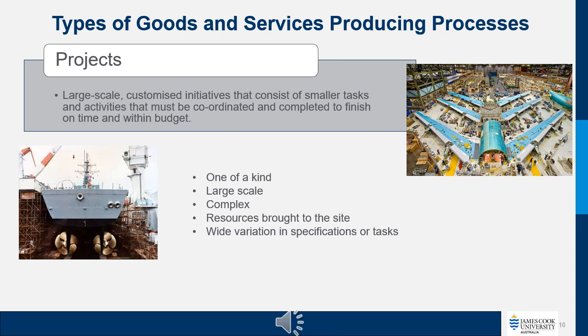Then we're looking at resources brought to the site. Projects often require specific resources to be brought together at a designated location or site. This may include physical resources such as machinery or materials, as well as human resources with specific skills and expertise. Wide variation in specifications or tasks: projects can involve a wide range of specifications or tasks. Each project may have unique deliverables, goals, and milestones that need to be met.